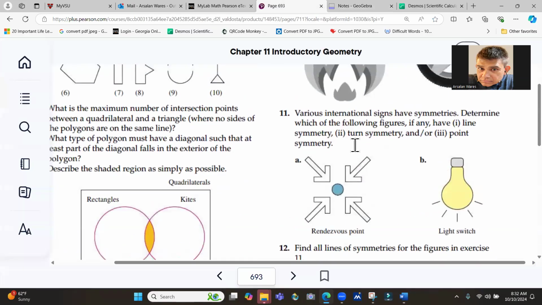Okay, look at this one. Various international signs of symmetries. Determine which of the following figures, if any, have the lines of symmetry, turn symmetry and or point symmetry. Okay, we didn't study turn symmetry. Don't worry about turn symmetry. I would say the first shape has line symmetry. Okay, also has point symmetry.